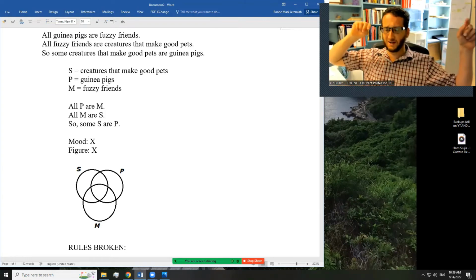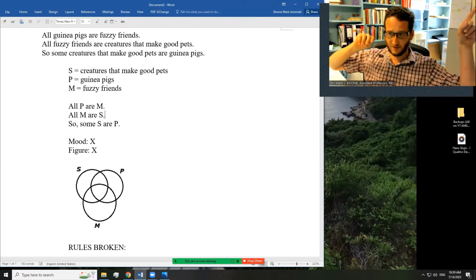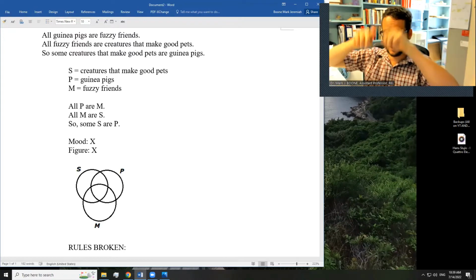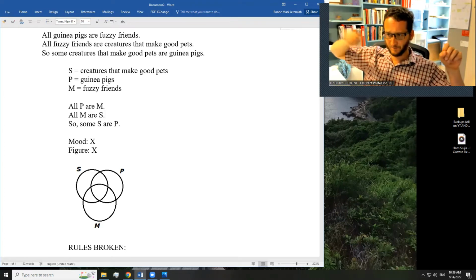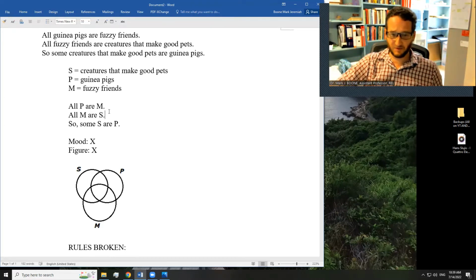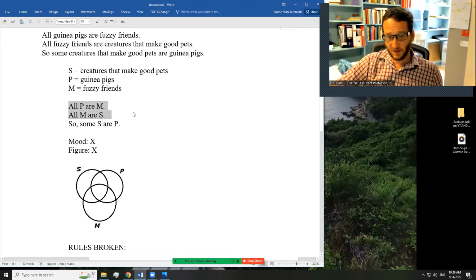Now, just looking at it, I can see what the figure is. And this is just something you'll have to memorize. My mnemonic device is those horizontal and vertical lines. So I've got this line, which tells me figure 4. In other words, the middle term is the second term in the major premise, the first term in the minor premise, which makes it figure 4.